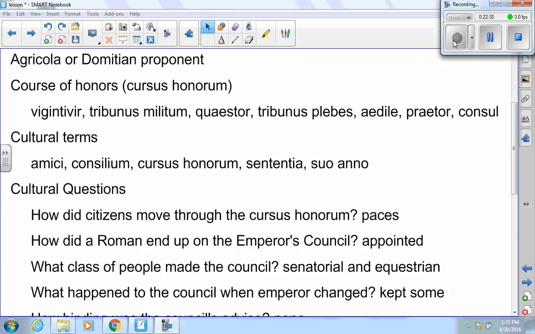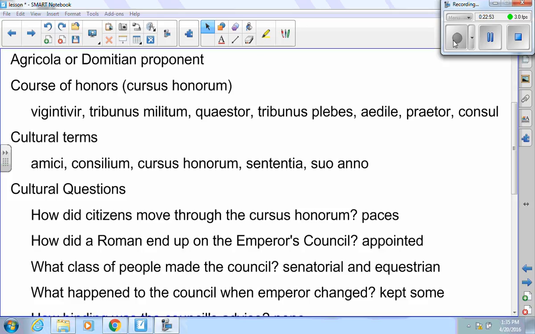Well, that's going to be the term given to the emperor's council. You have a concilium. That's obviously a council. So the amici are like the friends, like the really close friends that he would have. Cursus honorum is the series of offices that they're going to have to go through. Sententia is an opinion. Sua anno is in one's year.